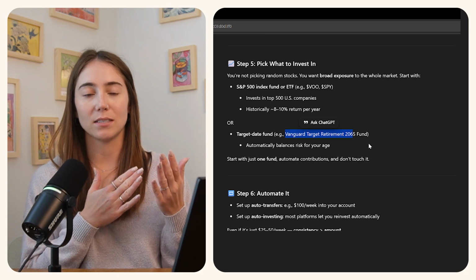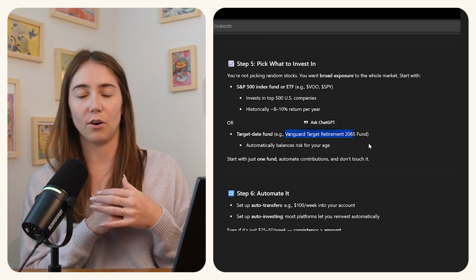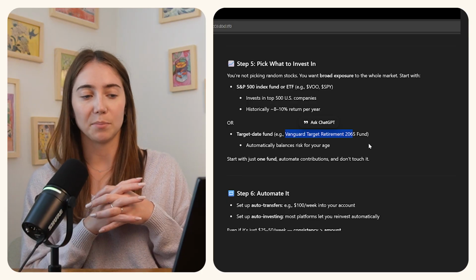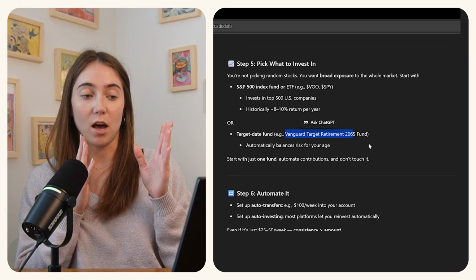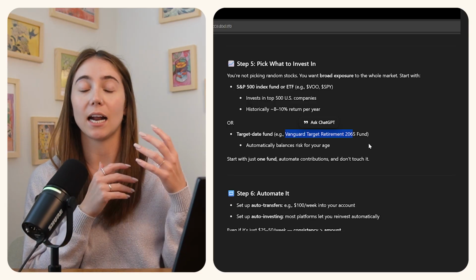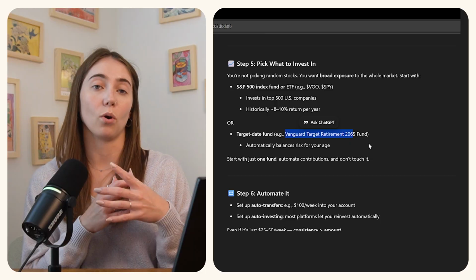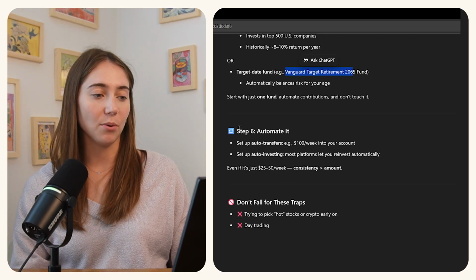So right now, because that's 40 years away, this fund would be very risky. So it'd be in a lot of individual stocks. There probably wouldn't be a lot of bonds in it. And then as time progresses, Vanguard will automatically rebalance that for me and become more stable. So it's less likely that I lose any money in a downturn or if a business has a bad quarter or bad earnings. And then step six, it's saying, is to automate it.